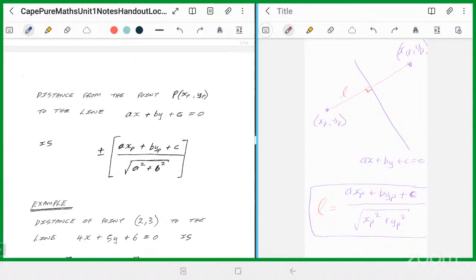And when they say the distance from a point to a line, it is always a perpendicular distance they are talking about. It is understood to be a perpendicular distance.